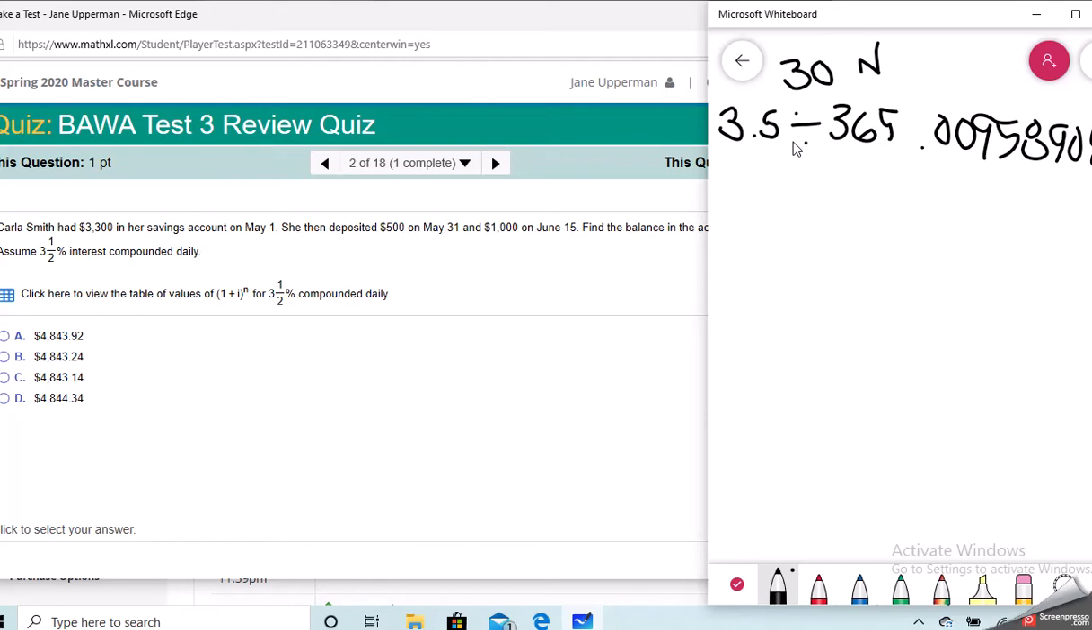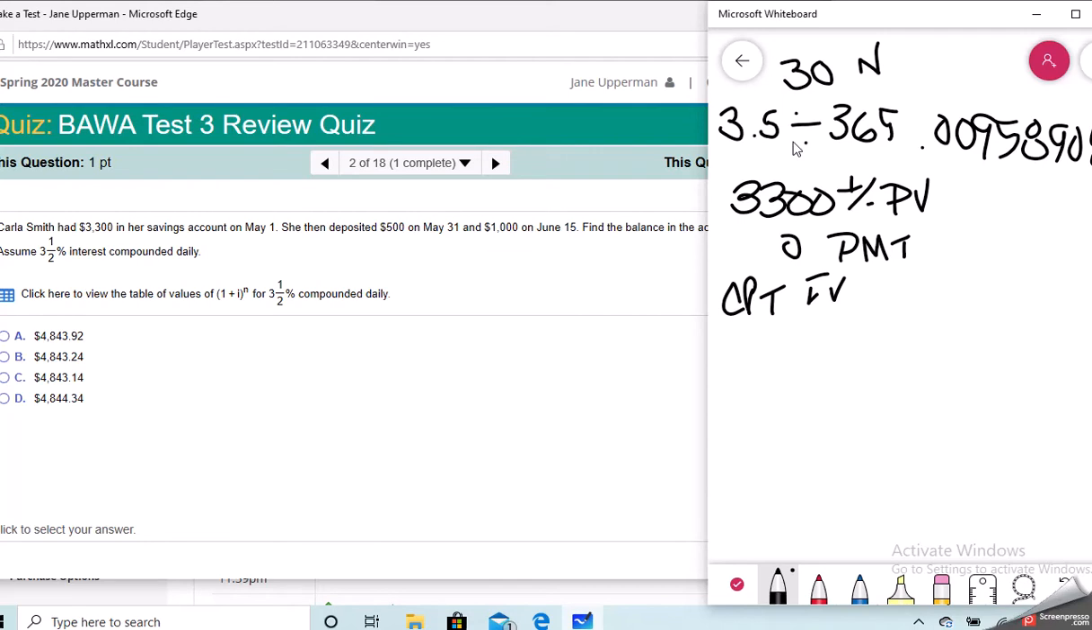Okay, then the present value is what she starts with, 3,300. No payment. And then we're going to compute the future value. So again, 30 is our N. The 0.009589041 is the IY. The 3,300, hit the plus or minus button to make it negative, is our present value. Zero out the payment, and then compute the future value. So that is $3,309.51. Then on that day, though, she adds $500 to it.